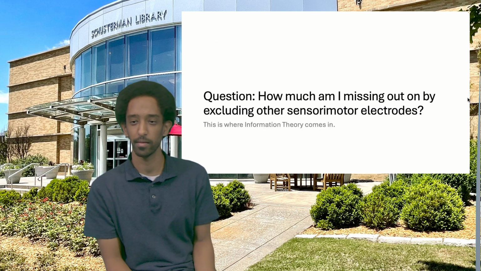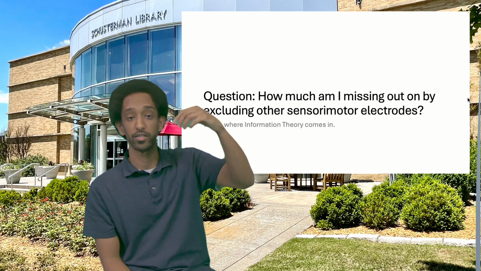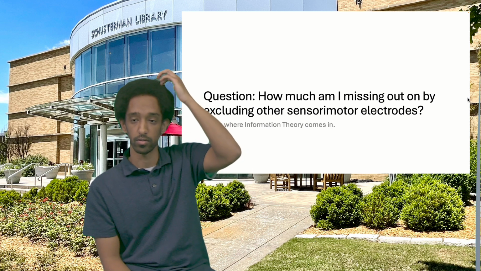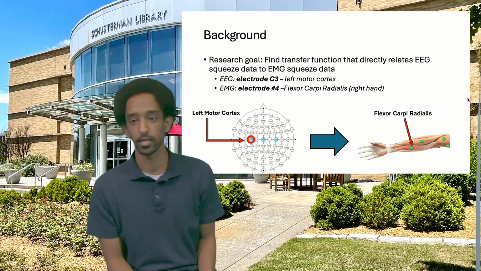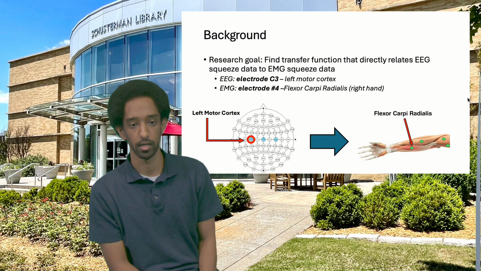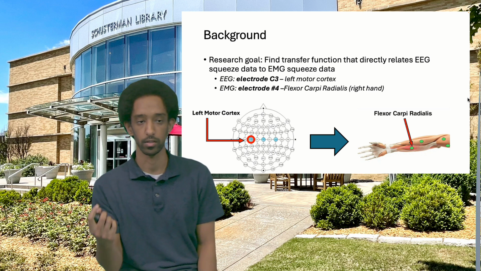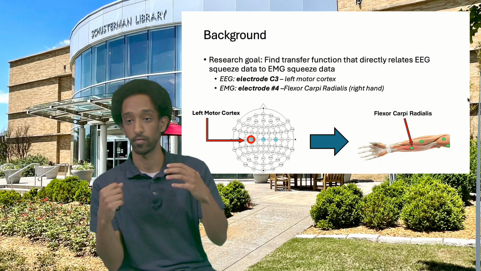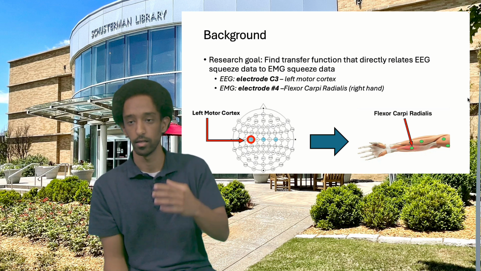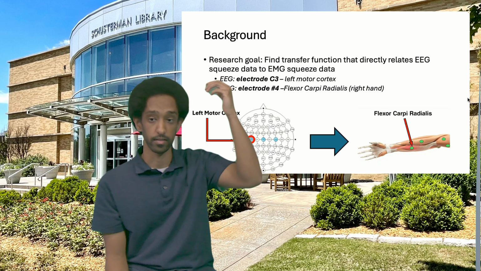But the question is, how much am I missing out on by only using that C3 electrode? I chose the C3 electrode, by the way, because one, the patient was squeezing their right hand, which means the relevant electrical activity in the brain is probably going to be happening on the left side.